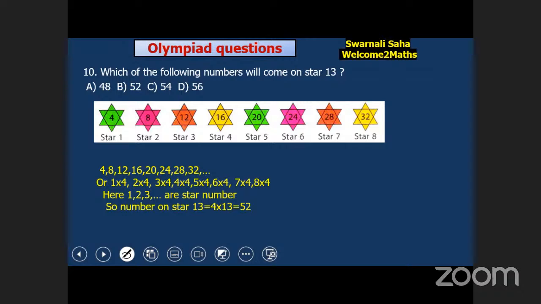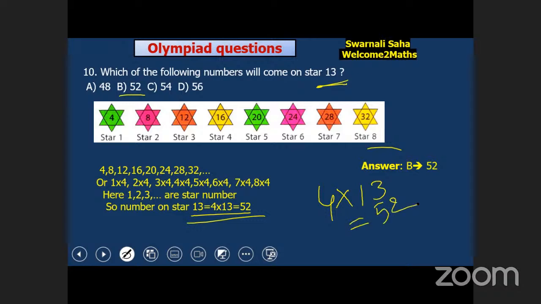So that means we have to find out 13 numbers. So 4 into 13 is 52. Yes, very good. 52 is the answer. B is the right one. 52, 4 into 13. 4 into 13 is 52 is the answer.